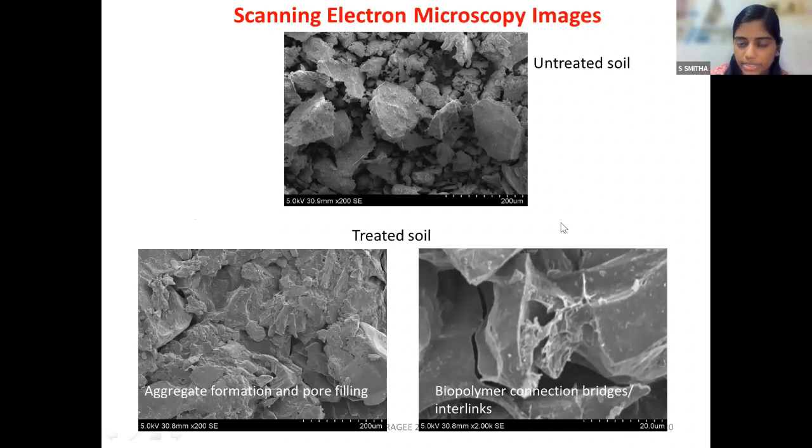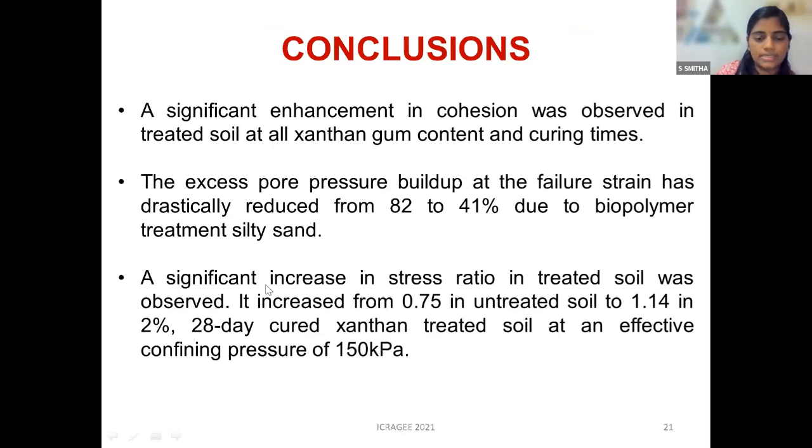This shows the mechanism of treatment by SEM images. Here, untreated soil and treated soil are compared. Here we can see that the xanthan gum has densified the soil and also reduced the pore pressure buildup by aggregate formation, pore filling, and biopolymer connection bridges. So the aggregates can be observed here, and also the interlinks formed between two or more soil particles can be seen here. So the conclusions: a significant enhancement in cohesion was observed for the treated soil, for all xanthan gum percentages and curing times.